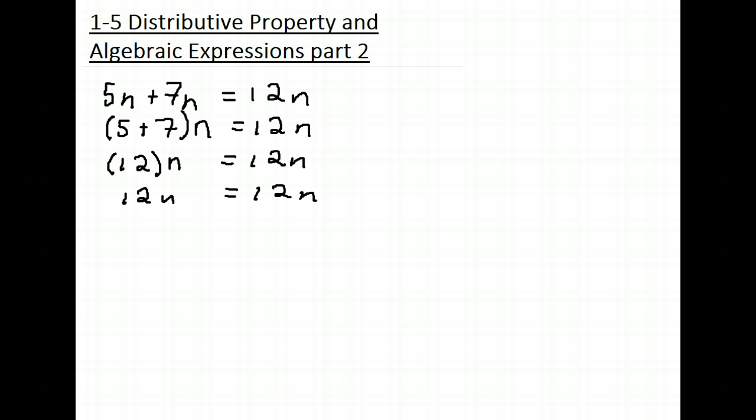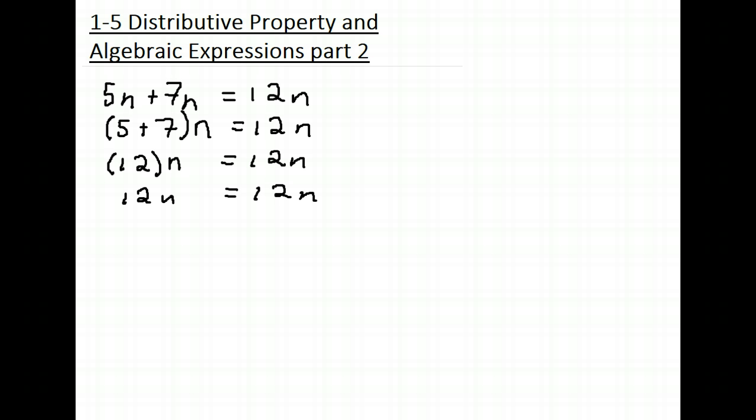So these are called equivalent expressions because it's the same thing on the left as on the right. And this is also the simplest form. So 5n plus 7n equals 12n. 12n is the simplest way to say this. So let's do another one.